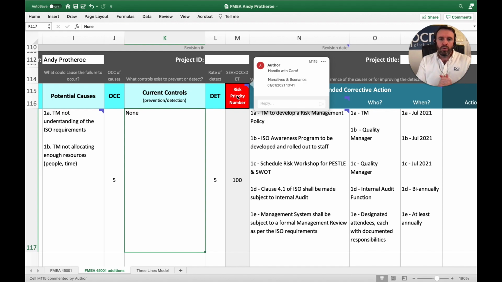Narratives and scenarios, the risk priority number. If we just focus on numbers, we're going to have an issue, because the narrative going into it, the scenario going into it, if it's low probability, high impact, then we're going to end up with the same risk score as something that is high probability and low impact. And if we just focus on RPNs, then we've got an issue.